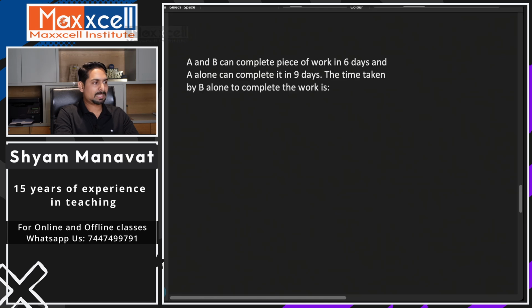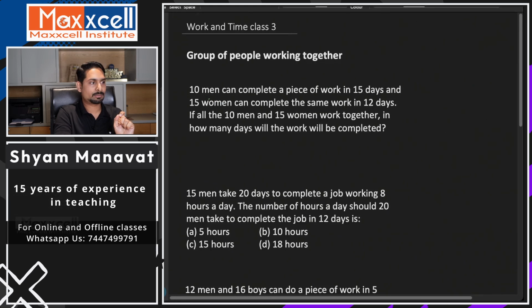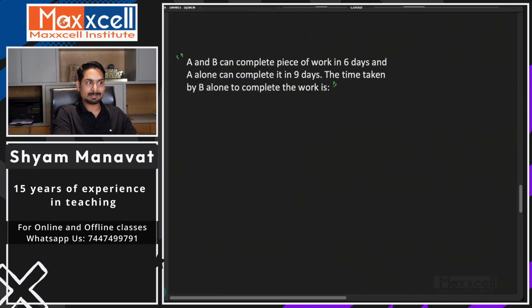Next question. A and B can complete a piece of work in 6 days. Are you able to identify this type of question? Is it efficiency of individual, or is it a group of people working together? Group of people means, for example, 10 men work in 15 days, 15 women work in 12 days. Is this that type of question? No, that is individual people. Efficiency of individual type of question. Remember the name, efficiency of individual.